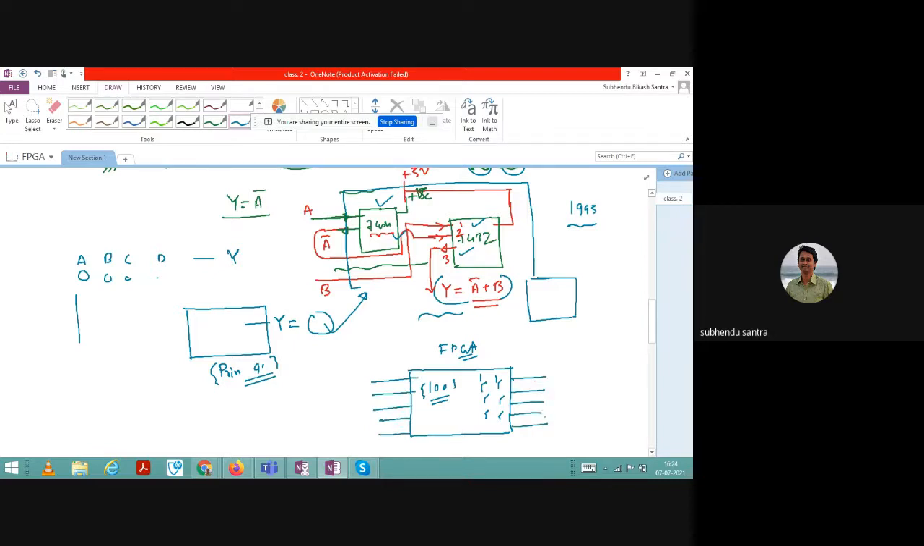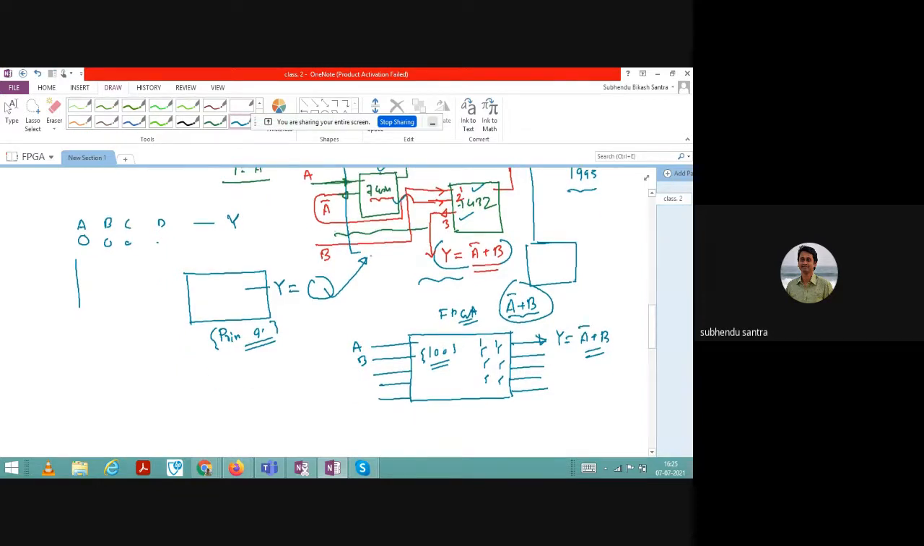Now the same problem I have shown you, A bar plus B, let us take this same example and try to understand how an FPGA actually works. If you take this problem as a black box problem, you know that A is the input and B is the input, and finally you want one output, which is Y equal to A bar plus B. That function you want to generate, and definitely you need to go for a circuit design. If you want to use the older technique, then you need to use this kind of digital circuit.